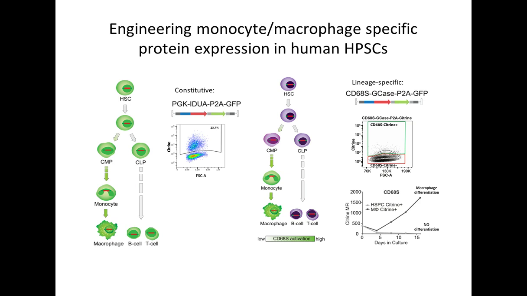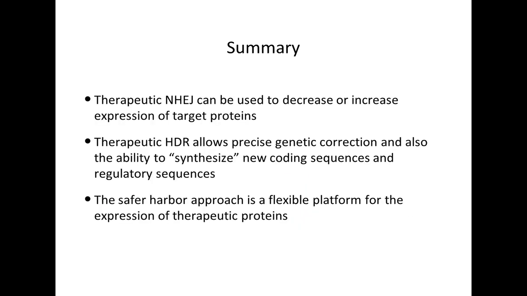So I think now it's time to wrap up. Here are what I think are the most important take-home messages. Therapeutic HDR and HGA can be used to decrease or increase expression of target proteins. Therapeutic HDR allows for precise genetic modification and the ability to synthesize these new coding sequences and regulatory sequences, which really opens up more therapeutic options.